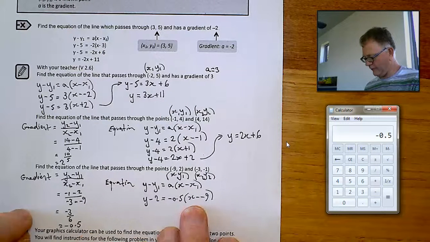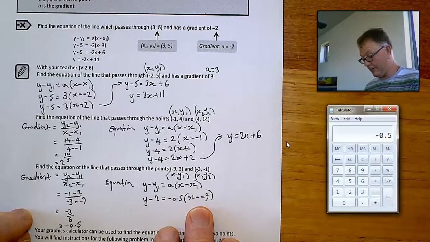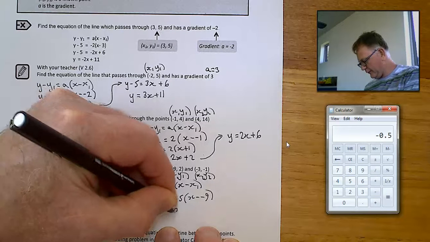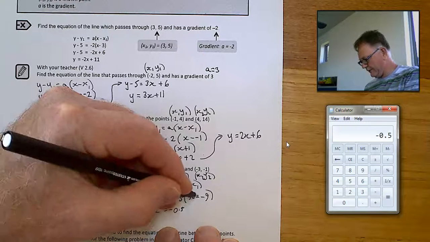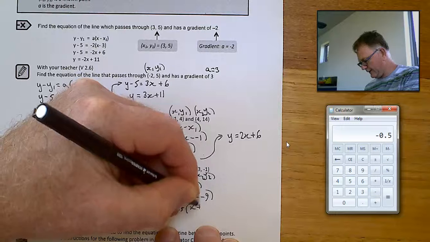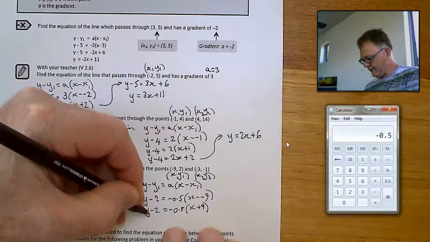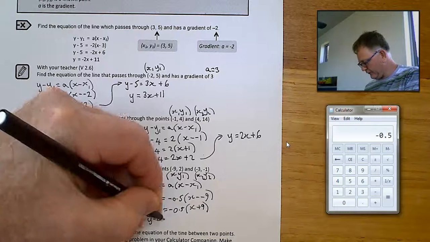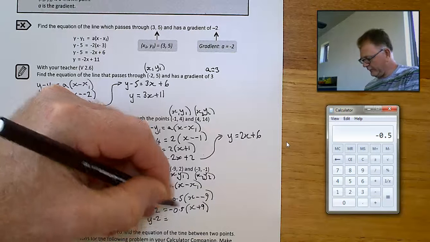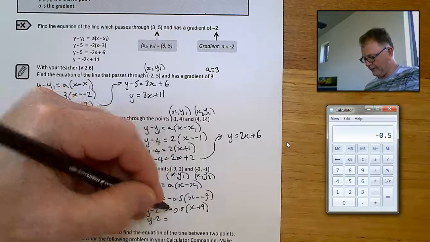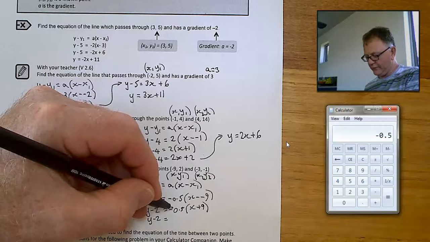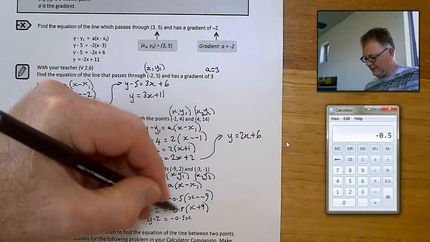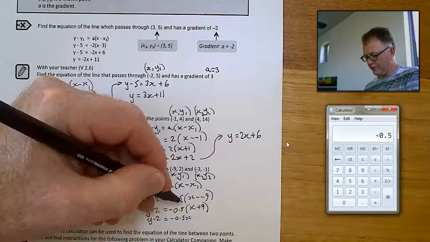Okay, this has come up a lot in our questions. It won't always come up, but let's simplify that. y minus 2 equals negative 0.5 (x minus minus 9), which is the same thing as x plus 9. Now I'm going to multiply out these brackets. y minus 2 equals, this negative 0.5 applies to both this and this. So it's negative 0.5 times x, negative 0.5x, and negative 0.5 times 9.